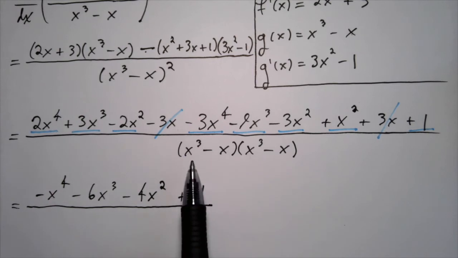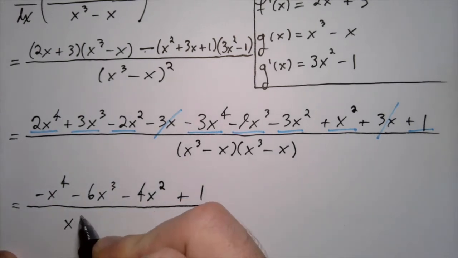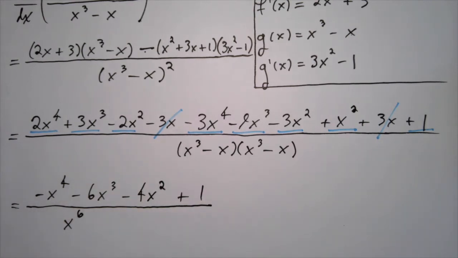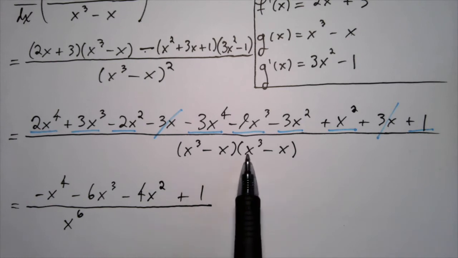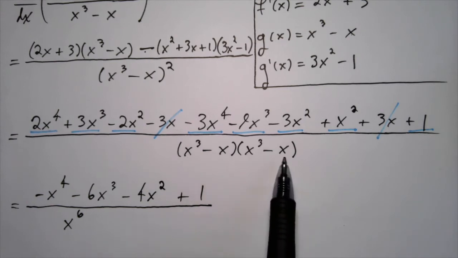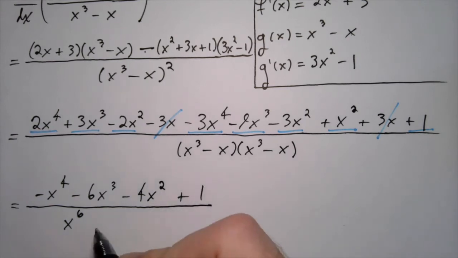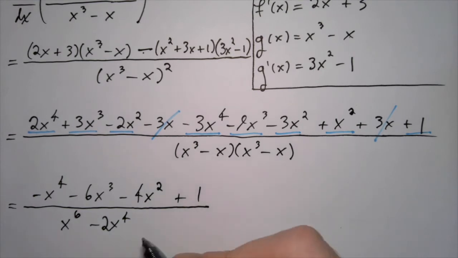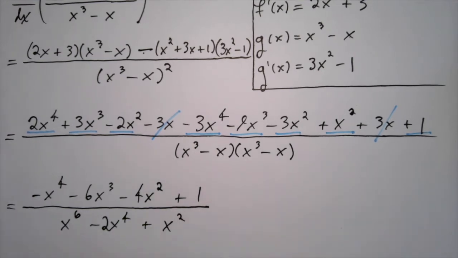Now we just need to multiply out x cubed minus x times x cubed minus x. X cubed times x cubed is x to the sixth. You add the exponents up. We'll have a minus x to the fourth coming from the inner terms, but then there's another minus x to the fourth coming from the outer terms, so that's minus 2x to the fourth, and then we have minus x times minus x, that's plus x squared. And there's no more simplifications that we can really do here, and that's the derivative.